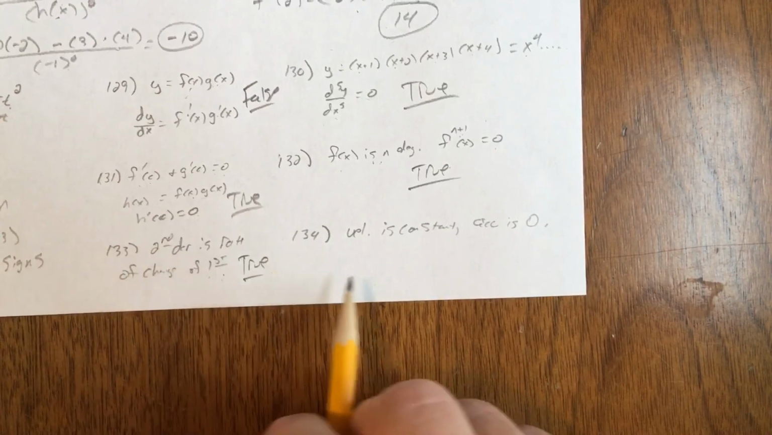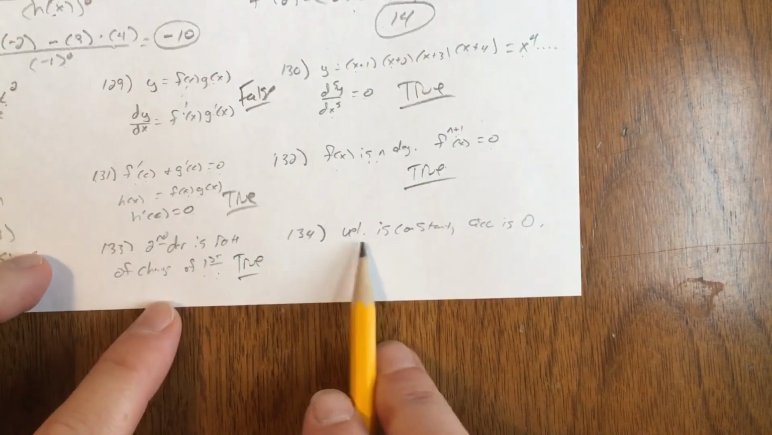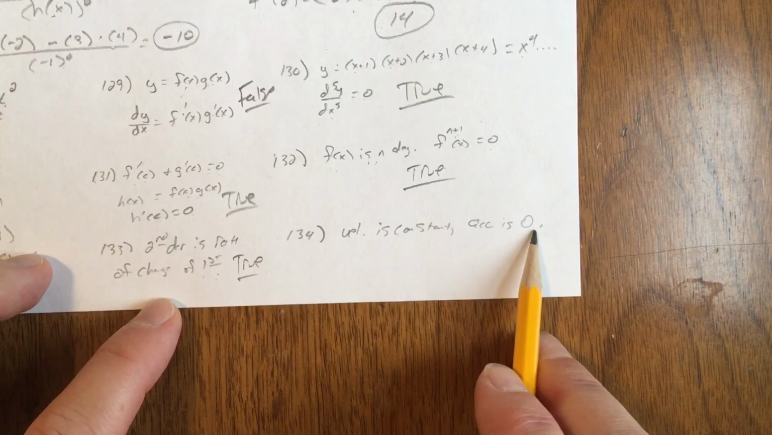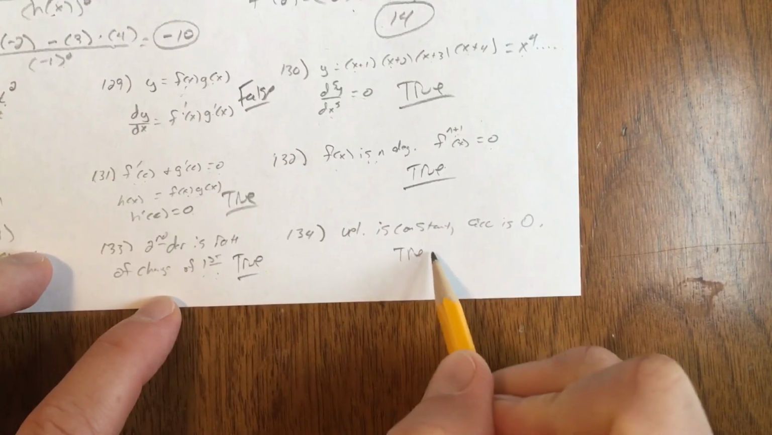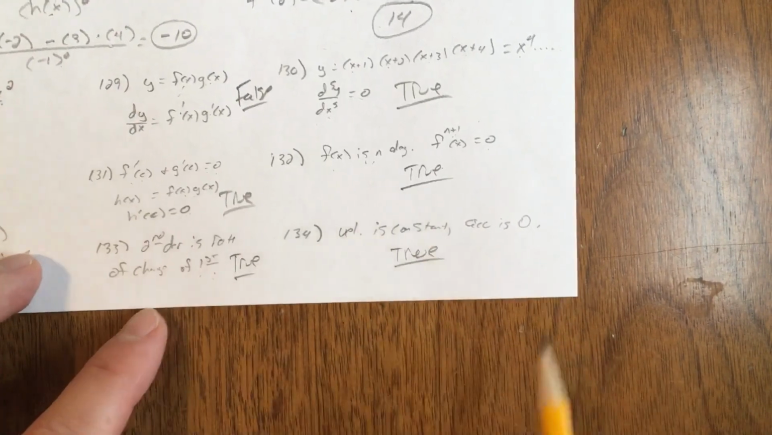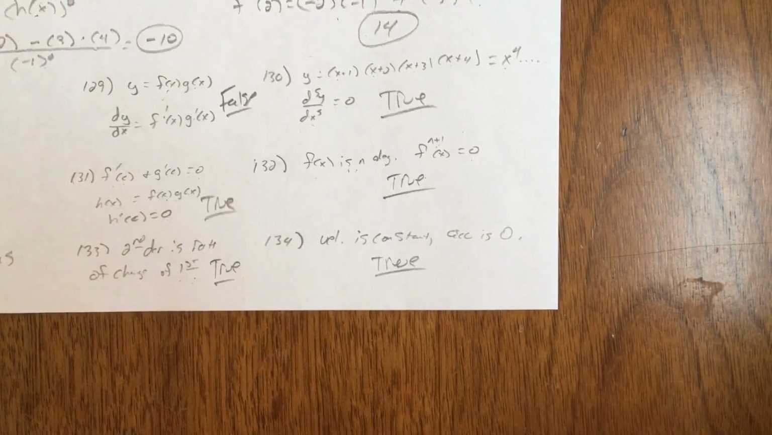So that is true. And this one says if velocity is constant, acceleration is 0. That's true. Acceleration is the derivative of velocity. So if we have just a constant, then our derivative is 0.